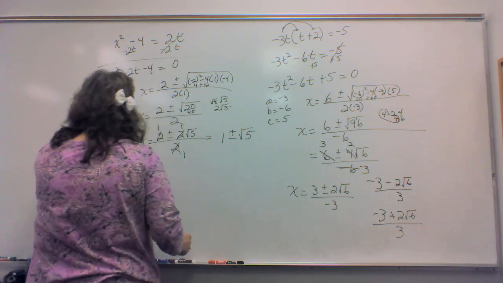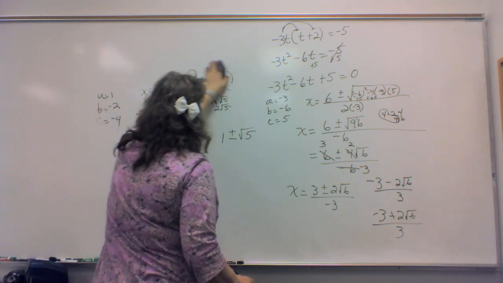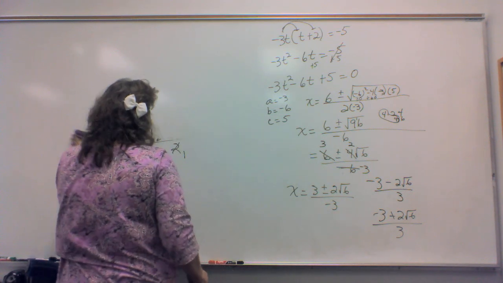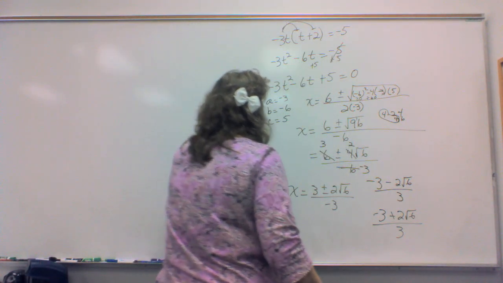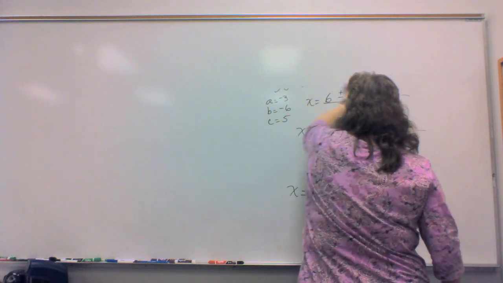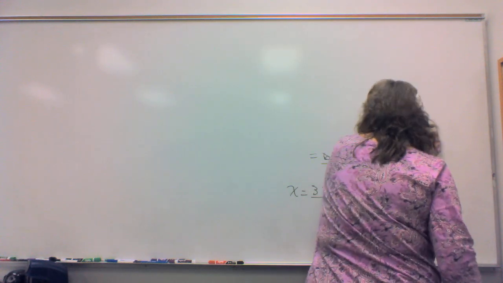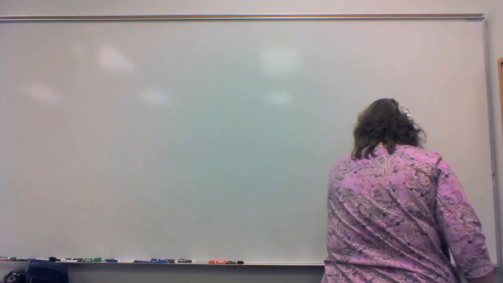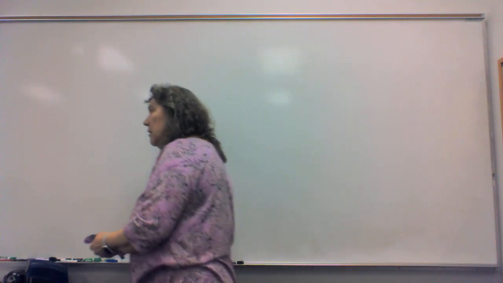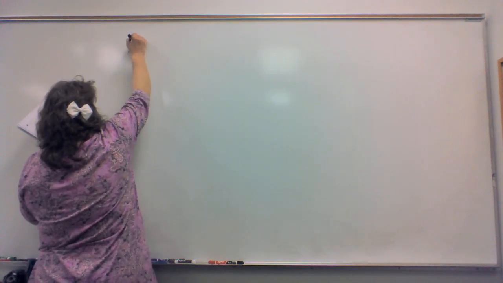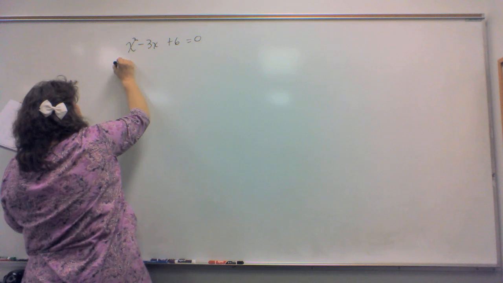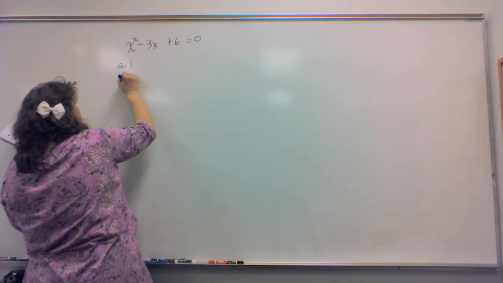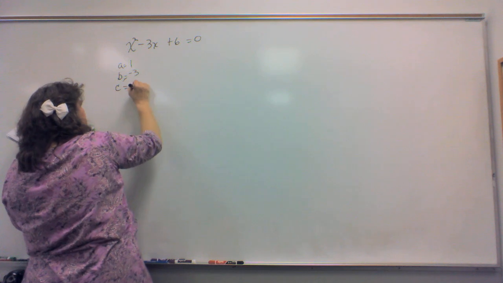So now we're going to do one of these equations that is going to require us to use that imaginary idea that we introduced a little bit earlier. Okay, maybe I can get it all on before we run out of time here. Okay, x squared minus 3x plus 6 equals 0. So a equals 1, b equals negative 3, c equals 6.